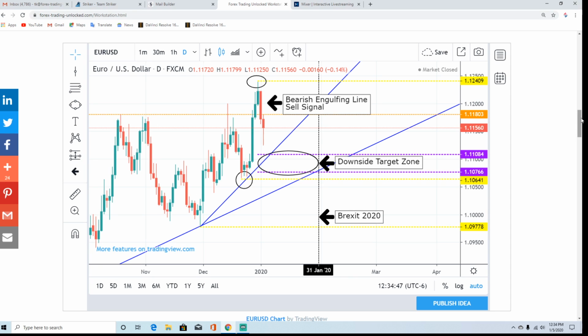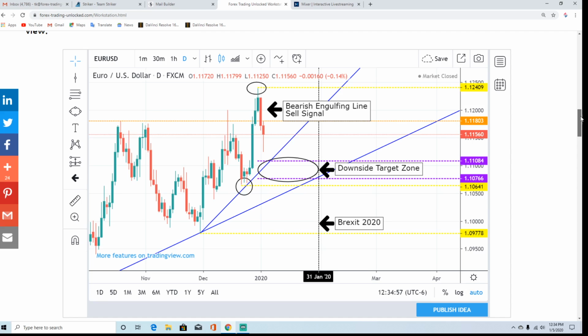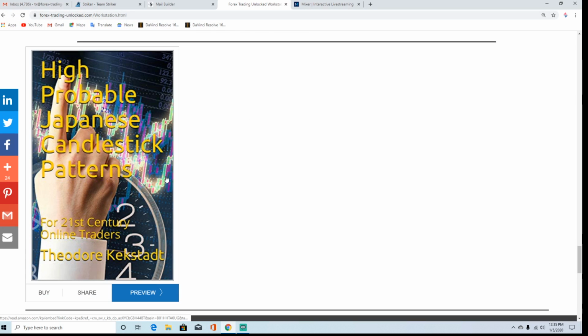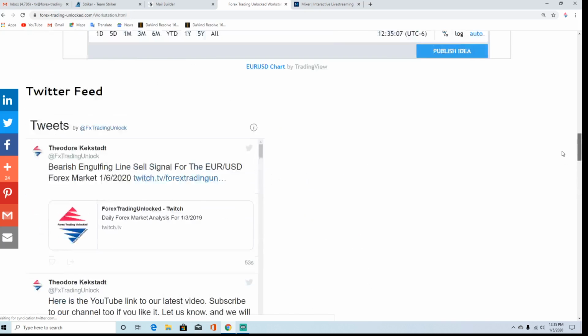And if you want to learn more about how to execute this bearish engulfing line sell signal, you can see that we're on the Forex-Trading-Unlocked.com website. We're on the workstation page, but on any of the pages on our website, if you toggle all the way down, you can find access to high probability Japanese candlestick patterns, and that will get you on your way to learning how to implement these patterns.